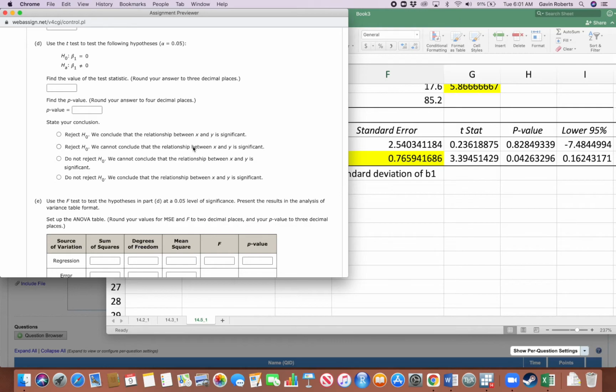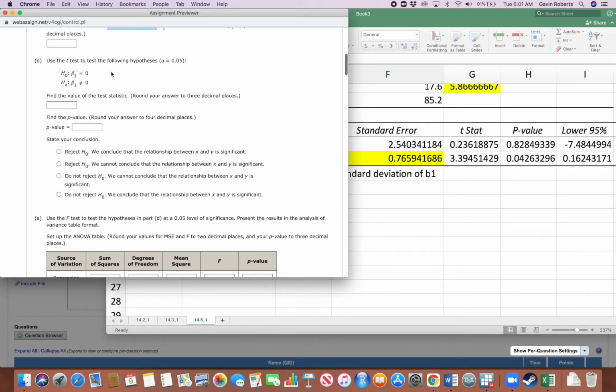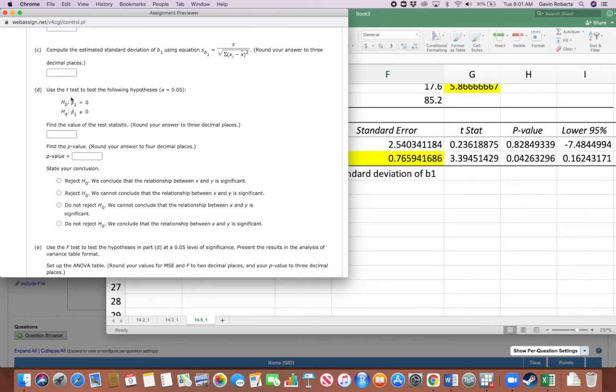So then find the p-value, and they're talking about the p-value. So now we're testing the following hypothesis. This is about the population slope. Here's our slope estimate. So this is exactly the same relationship between x bar and mu, except now we have B1 sample slope, beta 1 population slope.